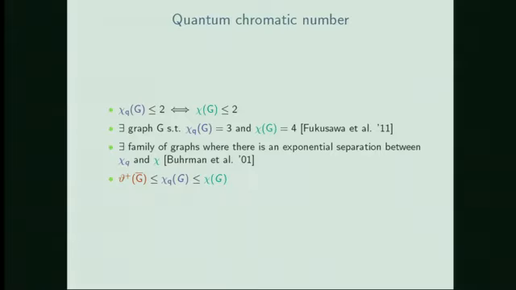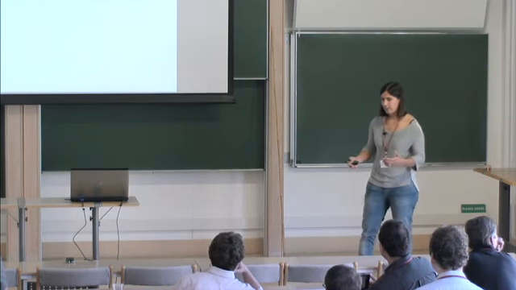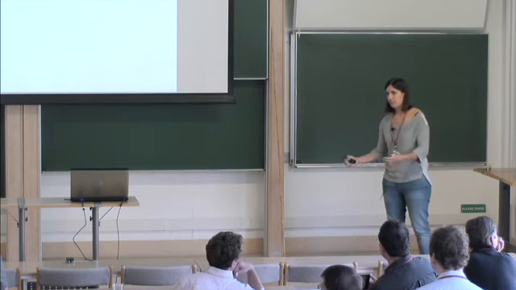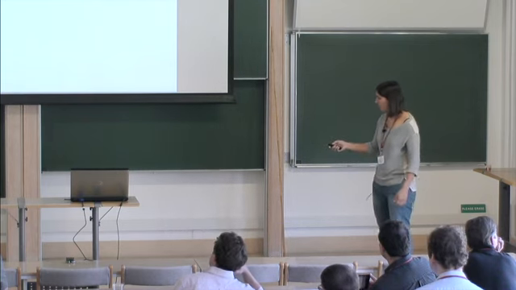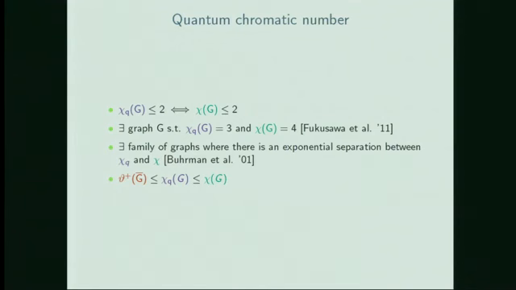There are also some known bounds. These are the best known bounds. So the chromatic number is always an upper bound because entanglement only helps. Even if you have entanglement, you can always play classically. You can just disregard that you have this extra resource. So the chromatic number is always an upper bound.